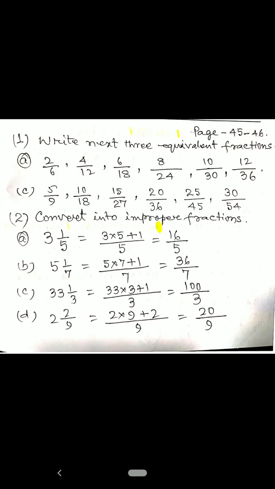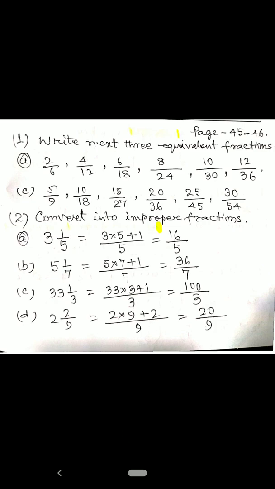Question 3. Convert into mixed numerals. Questions are given in improper fractions. Convert into mixed fractions, yeah, mixed numbers. 50 by 7. Divide 50 by 7, you will get the quotient 7 and remainder 1. So it can be written as 7 whole 1 by 7.